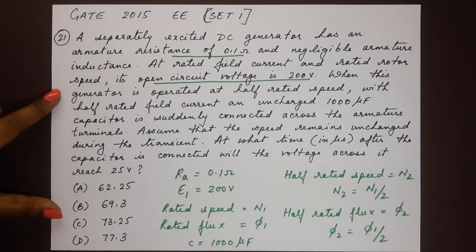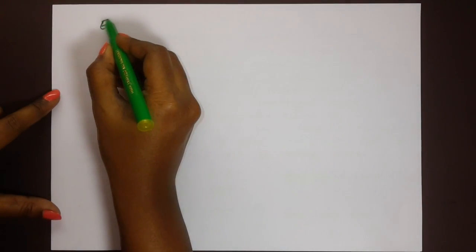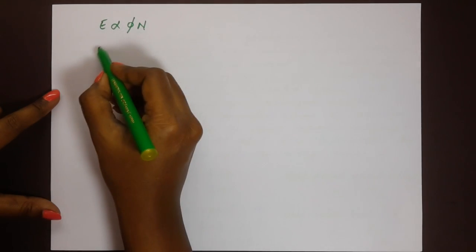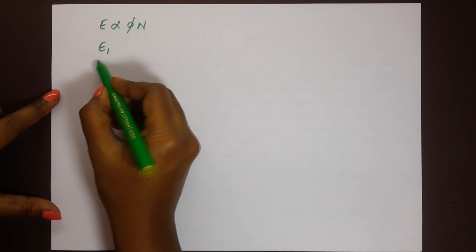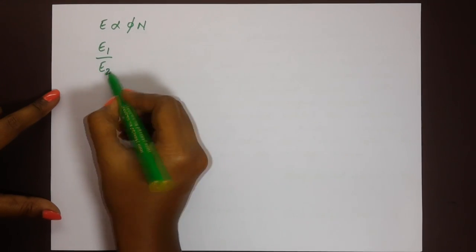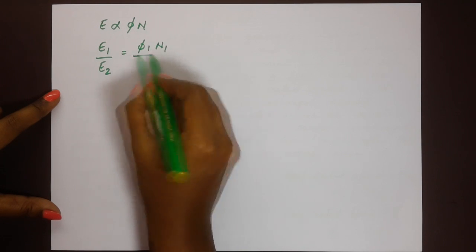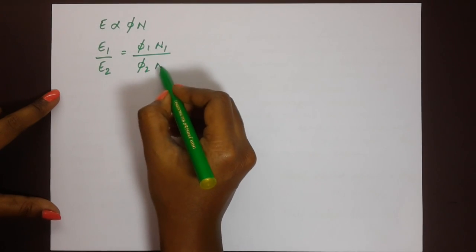Now let's write the relation of the EMF in terms of the speed and the flux. So we know that it is directly proportional. The EMF is directly proportional to the product of the flux and speed. So using this we can write down the relation E1 by E2 is equal to phi1 N1 divided by phi2 N2.